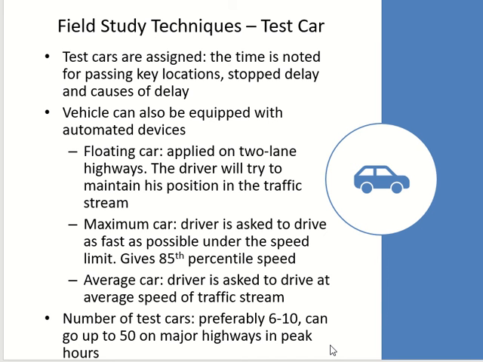So the first method of test car was floating car. Applied to which highway? Two-lane highway. To find out what? Average speed. Maximum car is applied to multi-lane highways, to find out the 85th percentile speed or time. Average car is applied to multi-lane highways, to find out average speed. Clear?